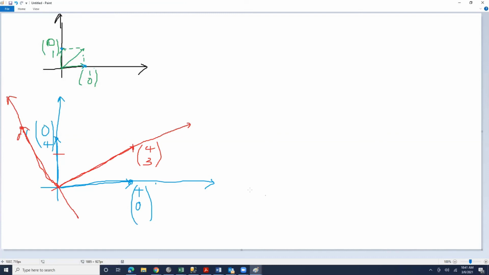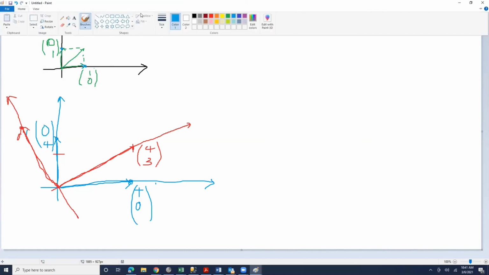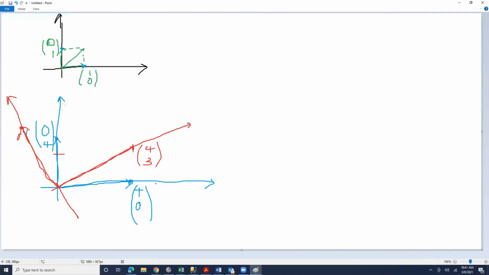But okay, 0, 4. So where is the final point for this y unit? The unit vector along the x-axis ended up being at 4, 3. Where did the unit vector along the y-axis end up being? Roughly, if you had to roughly guess, what would the coordinates of this point be? Minus 2, 6. Okay, it looks like that. Yeah, okay, let's just say minus 2, 6.